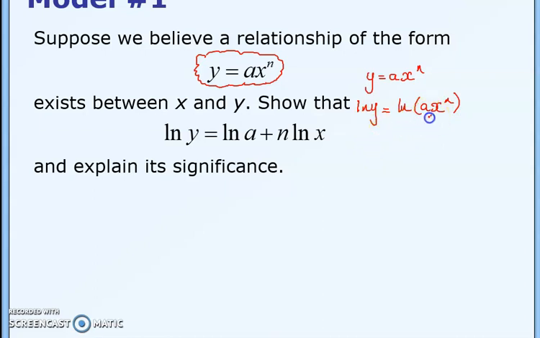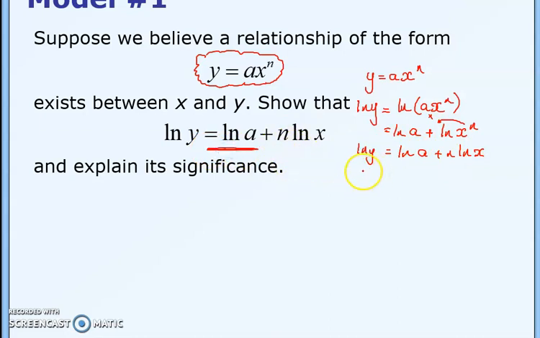Now, because it's a times in the middle of that, it means I can split it. I can write that as log a plus log x to the n. And because we've learnt the log rule, where not only can we split it and it becomes a plus, we also know the power law brings that n down. So this becomes log a plus n log x. Notice that's log y, and that's what we've got here. It said show that that is true.